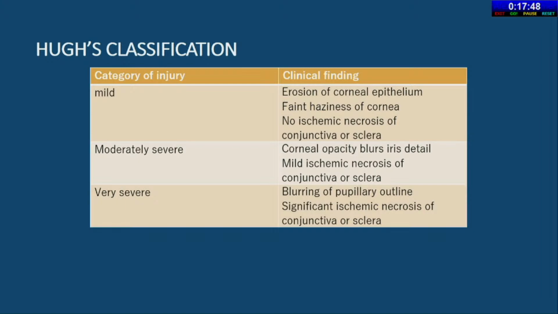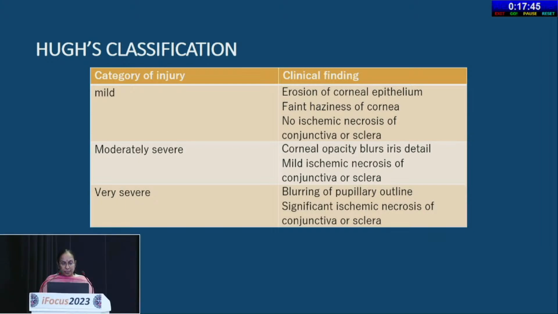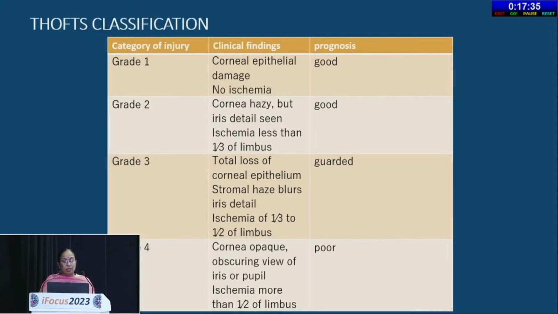The Hughes classification says mild, moderate, moderately severe and very severe. The mild is erosion, faint haziness, no ischemic necrosis. In moderate, the corneal opacity blurs the iris details and there is ischemic necrosis, whereas in very severe, you can see significant necrosis. Thorpe's classification, again, all these are examination questions, so you should know the various classifications and what they say. Maybe you can't remember the details, but at least the names of the classifications. Thorpe is grades 1, 2, 3, and 4 with a prognosis of good, guarded, and poor.